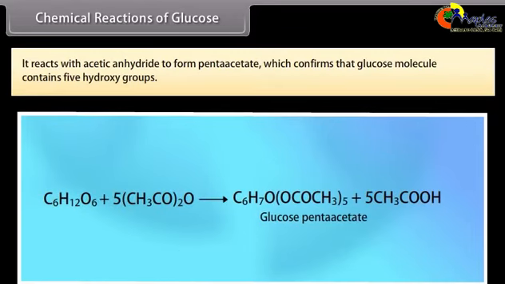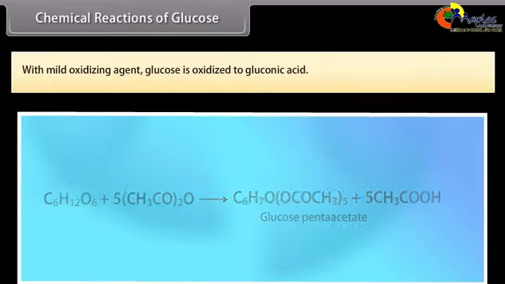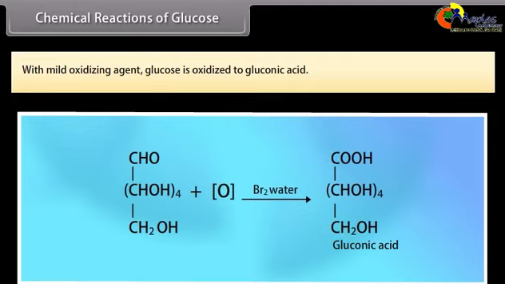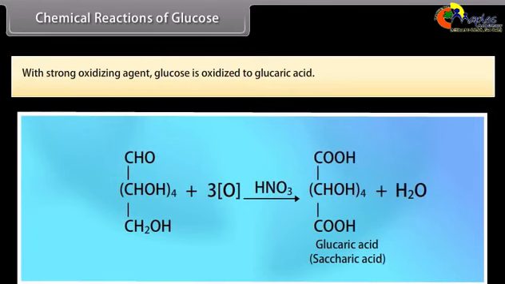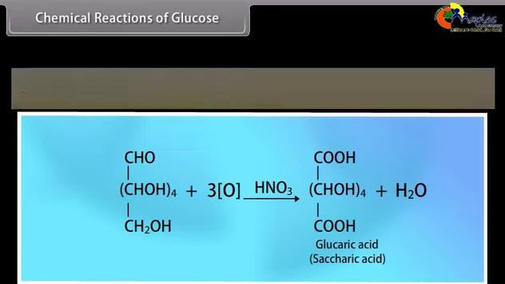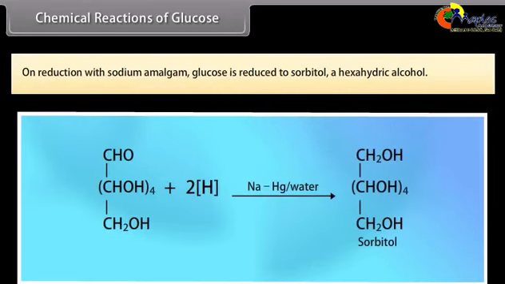It reacts with acetic anhydride to form pentaacetate, which confirms that the glucose molecule contains 5 hydroxy groups. With mild oxidizing agent, glucose is oxidized to gluconic acid. With strong oxidizing agent, glucose is oxidized to glucaric acid. On reduction with sodium amalgam, glucose is reduced to sorbitol, a hexahydric alcohol.